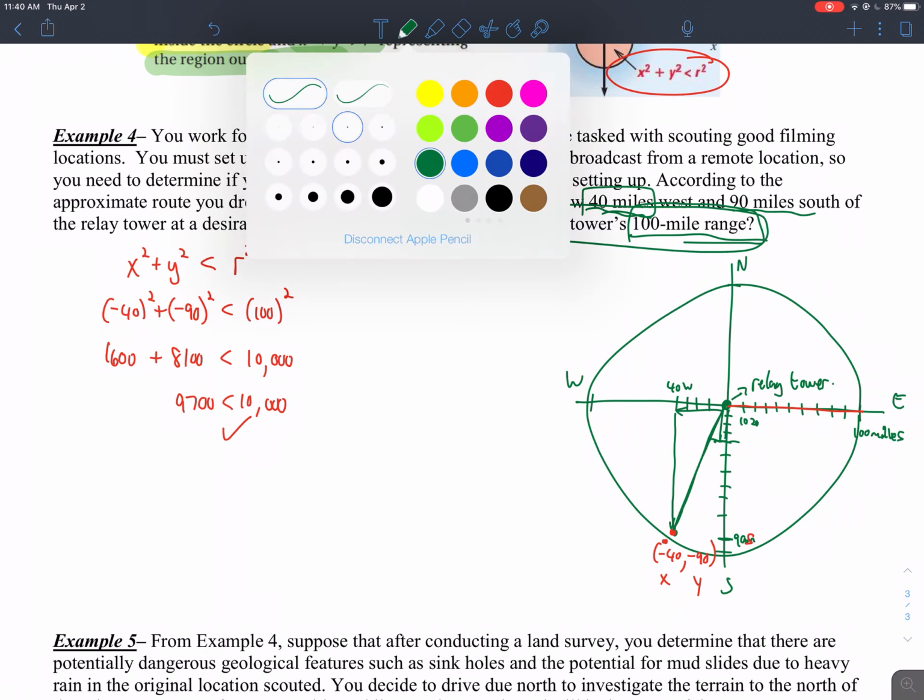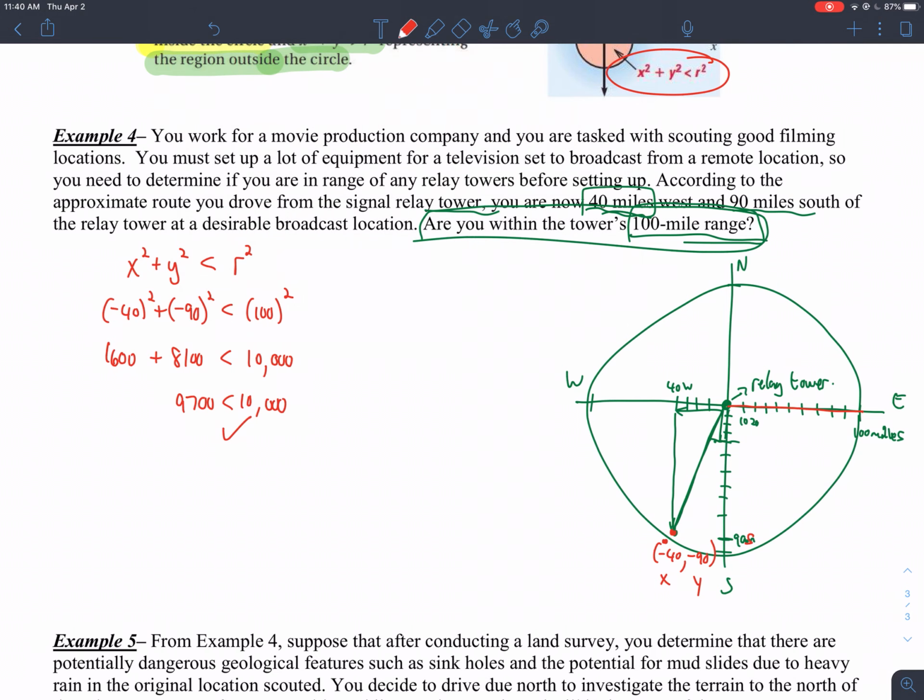And the radius of the relay tower goes that little bit extra distance right there. So the radius is a bit longer. So what you say is, yes, I am in range of the relay tower. Okay, that's what you say. All right, so that's example 4.